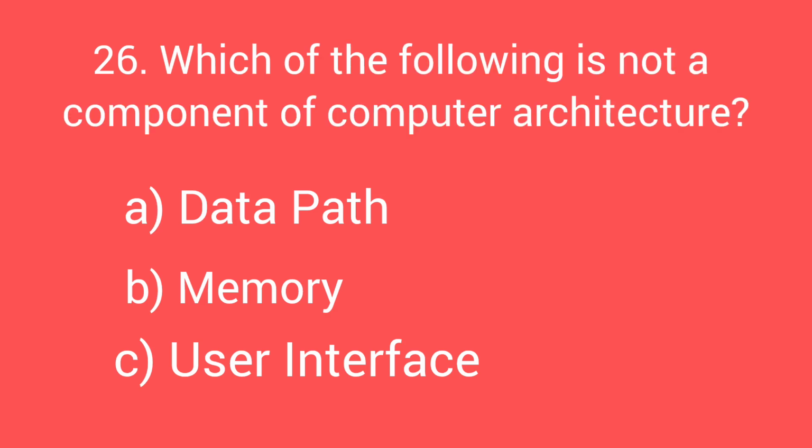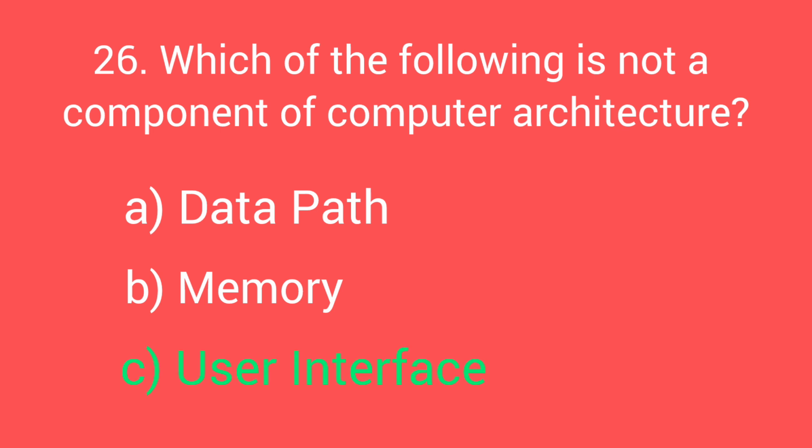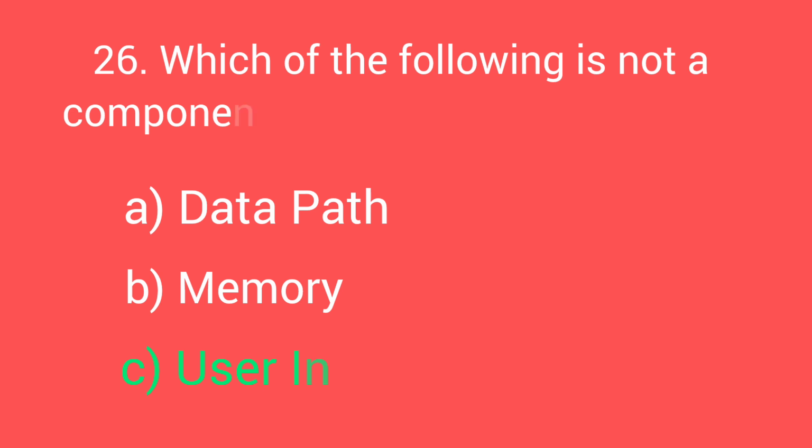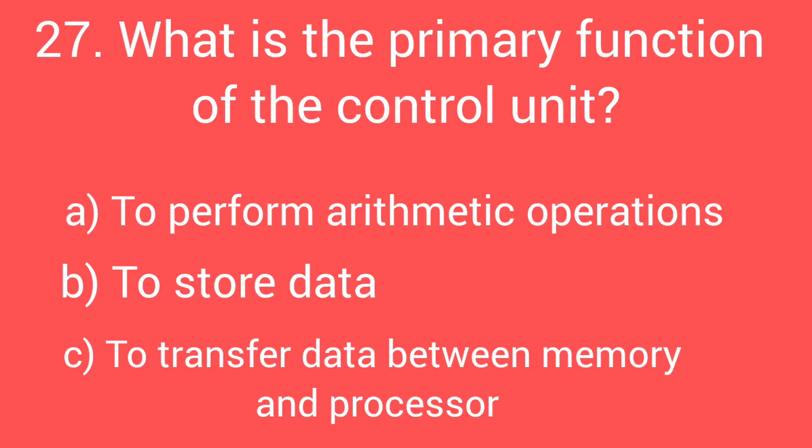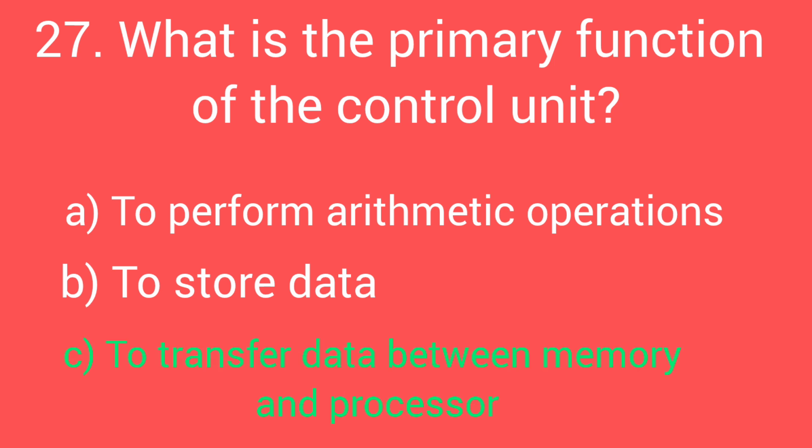Which of the following is not a component of computer architecture? C. User interface. What is the primary function of the control unit? To transfer data between memory and processor.